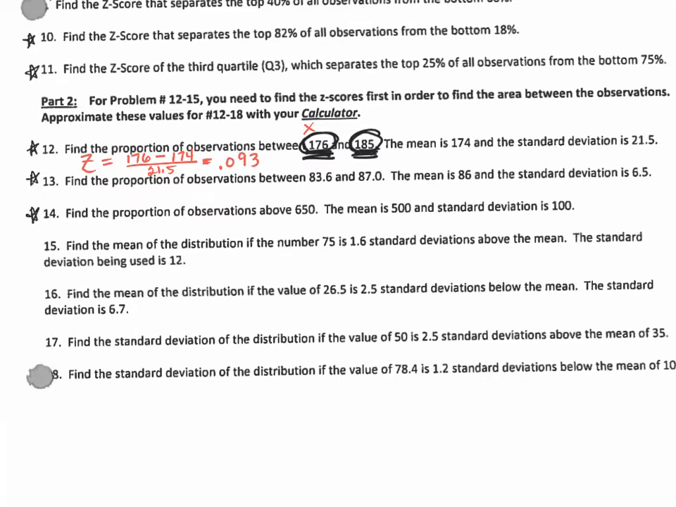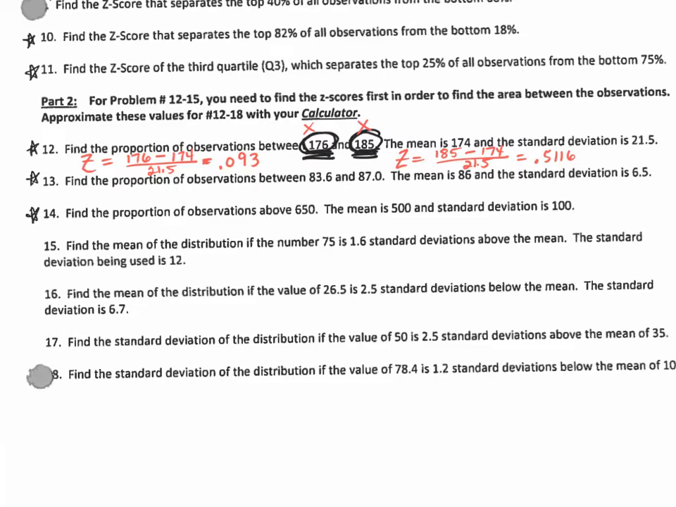All right, then the next one, here is your second x value: 185 minus the mean over the standard deviation, and that z-score is 0.5116. Now those are z-scores.